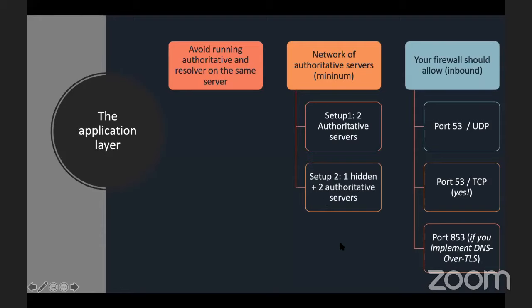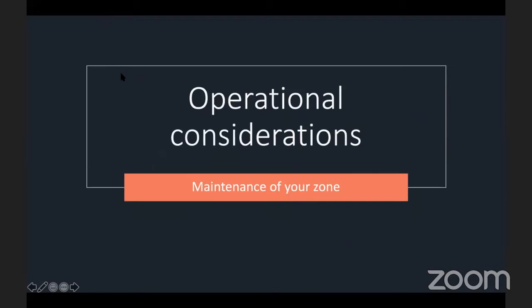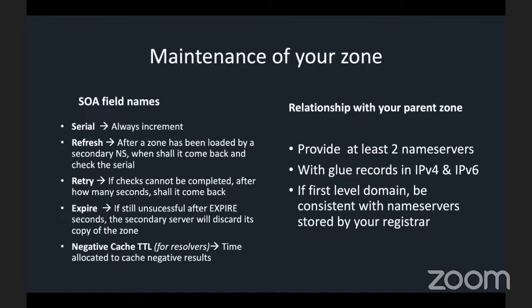Okay, let's move on. Now we want to talk about the maintenance of your zone. Just some consideration here at that point. So just a quick reminder or a refresh here. For the maintenance of your zone, you have to take into consideration what you have in the field names. We have the serial, the refresh, the retry, expire, and the negative cache TTL. So the last one is mostly for your resolvers, okay? So the serial, you always have to increment that one. So there are several mechanisms to increment the serial number, but always increment the serial number.